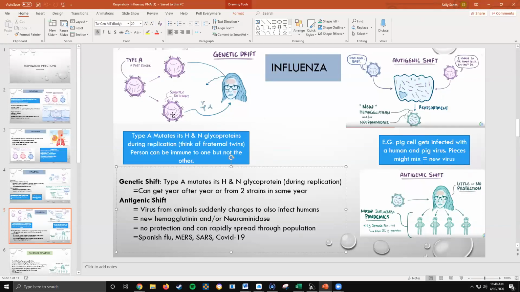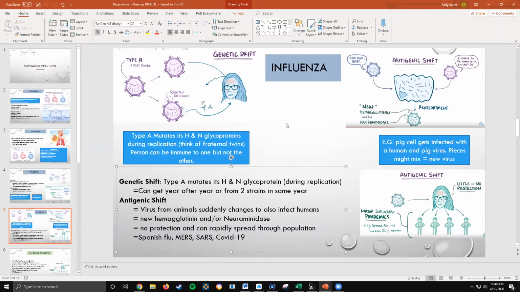This is very simplified. Now, the person who comes in contact, maybe they have immunity to this type A right here, but when they come in contact with this new mutated virus, they might have some immunity to this fraternal twin, and so it doesn't affect them. But this particular one, the other twin, is slightly different, and so then all of a sudden they'll get the flu. So this can happen year after year, or even in the same year.